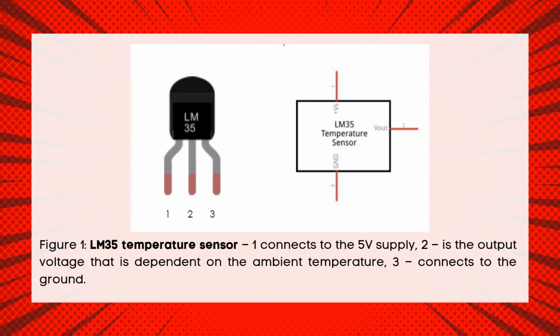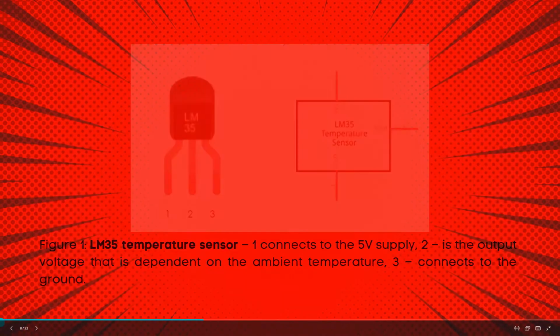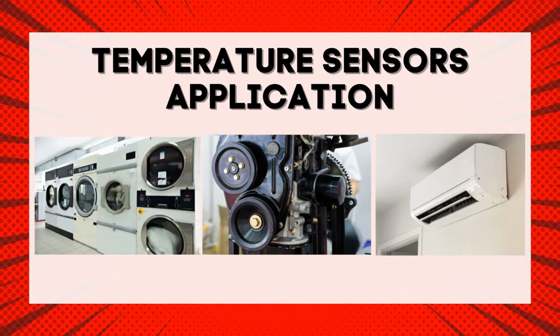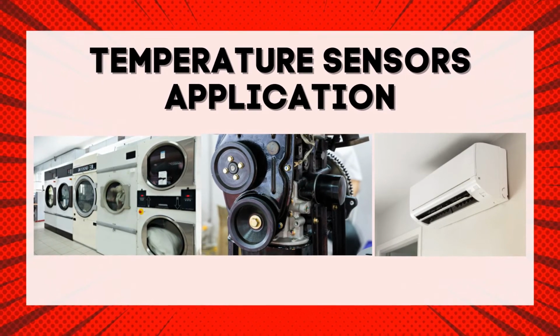In figure 1, it is an LM35 sensor which is very similar to the TMP36. Pin 1 connects to the 5 volt supply and pin 2 is the output voltage that is dependent on the ambient temperature. Pin 3 is connected to the ground.